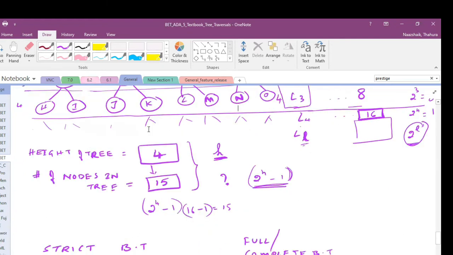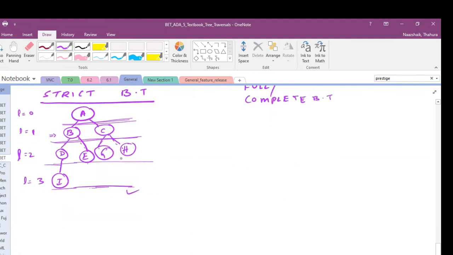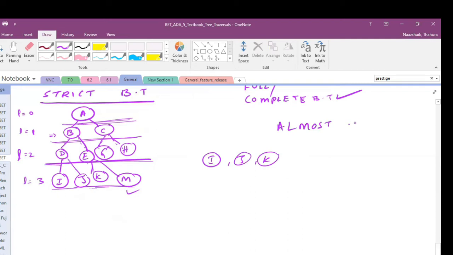Okay. But if you see, as you keep adding nodes, at this level it is a full binary tree, but I need to add more nodes. I want to add I, J, K. So at some point, it will become not full. But as I go, I make sure it is balanced. I make sure it is getting added correctly. So such a kind of tree is called almost complete. Okay, it's an almost complete binary tree. So there's something called complete binary tree, and there's something called almost complete binary tree. Okay, so with that, we are done with all the definitions of the trees.